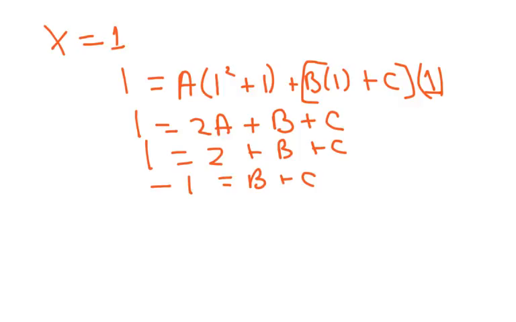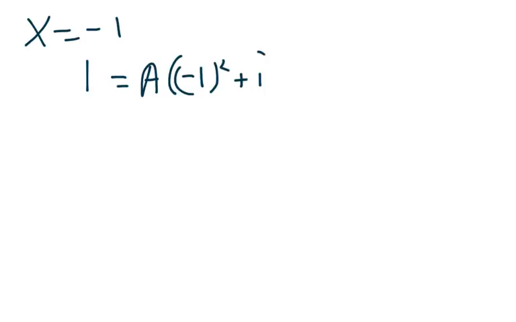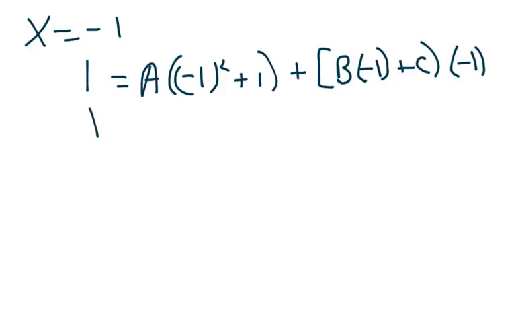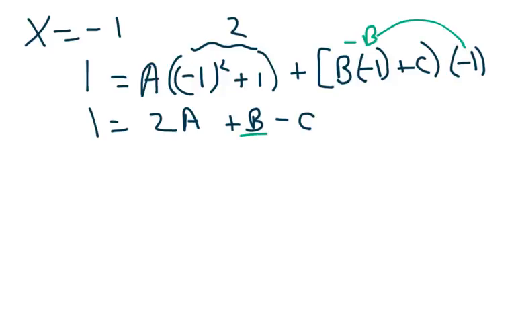Okay? Now, let's do it again. Let's let x be negative 1 and do the same thing. In this case, we get 1 equals A times negative 1 squared plus 1 plus B times negative 1 plus C times negative 1. In this case, this part equals 2, so that's 2A, plus B minus C. Basically, B times negative 1 is negative, and then we negate the C, and the signs work out to plus B minus C. Now, A we already know is 1, so we have 1 equals 2 plus B minus C. In this case, we have B minus C equals negative 1.